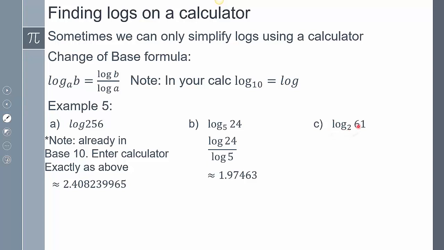And my next one, log base 2 of 61. So log b over log a, so log 61 over log 2. And so entering that in my calculator, I get 5.9307.